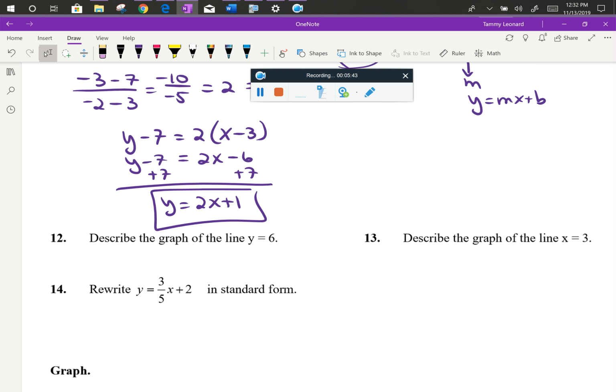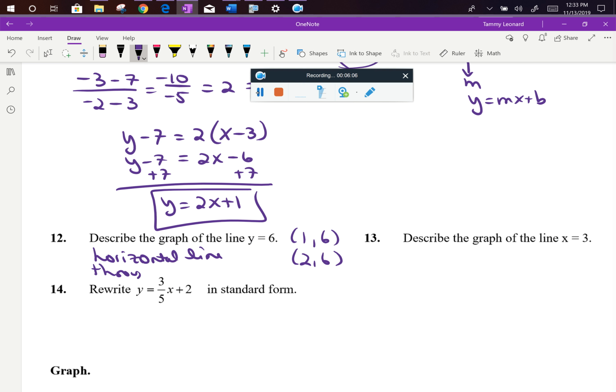Describing the graph of the line of y equals 6. Remember, this means all the points that end in 6. So no matter what comes first, you could have a 1 or a 2 or anything else, the point has to end in 6. So y equals 6 is going to be a horizontal line through the y-axis at 0, 6.